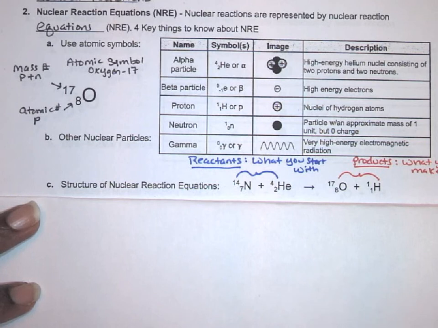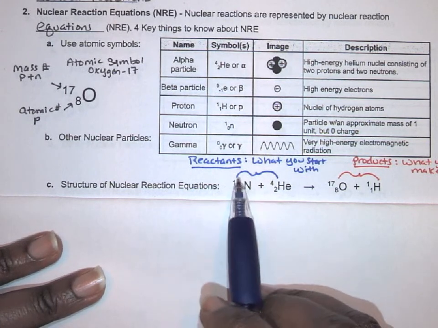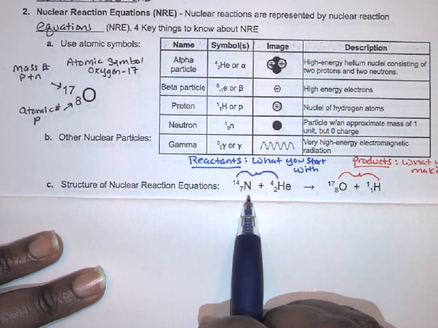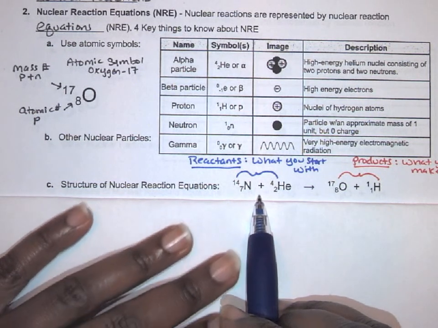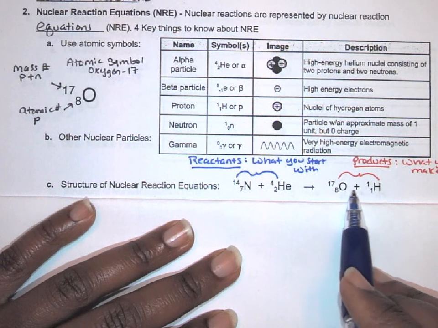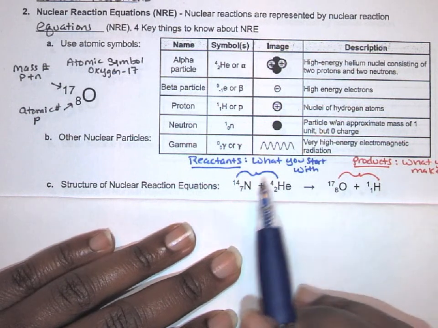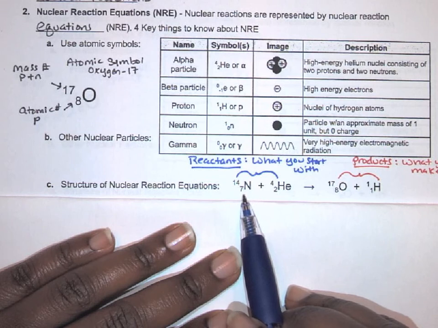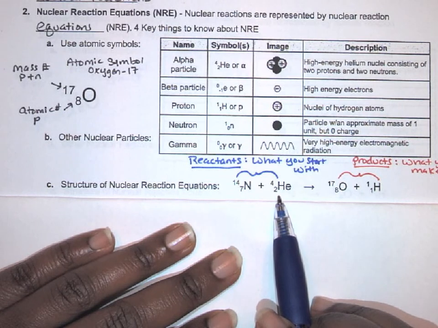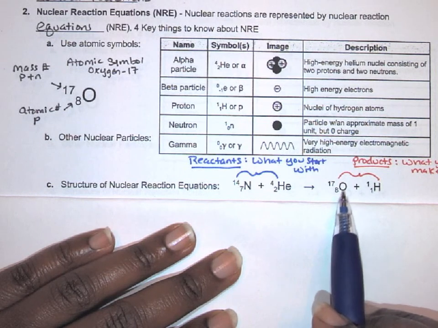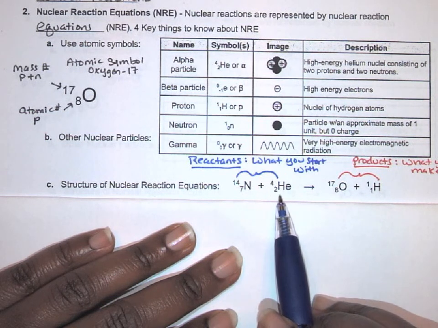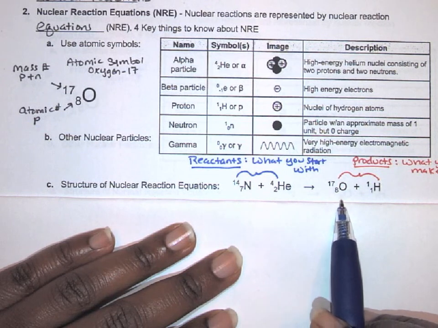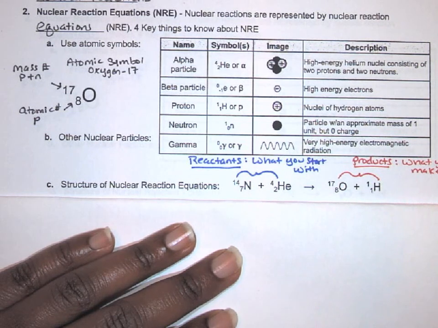Let's take a look at the structure of a nuclear reaction equation. So in a nuclear reaction equation, we write on the left of the arrow the reactants. Those are the things we start off with. And on the right of the arrow, we write our products. Those are the things that we make. So in this reaction here, we're reacting nitrogen-14 and helium-4 together to make oxygen-17 and hydrogen-1. The nitrogen-14 and helium-4 are our reactants, and the oxygen-17 and the hydrogen-1 are our products.